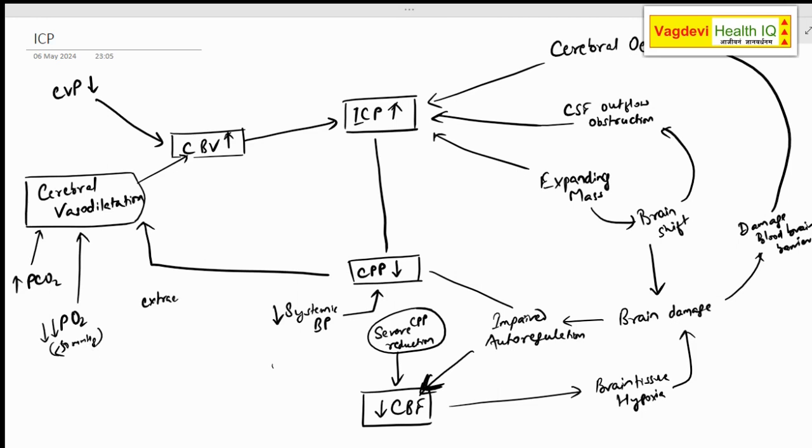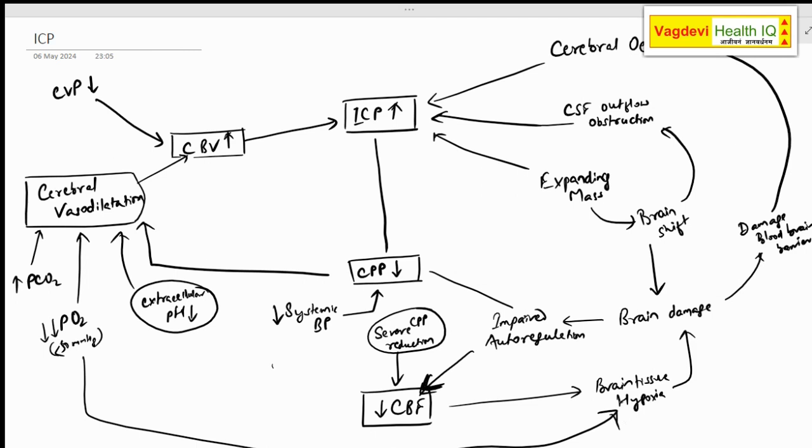Extracellular pH should be low. That means an acidic environment. So metabolic byproducts, basically. This can also cause cerebral vasodilatation. Now, low oxygen can cause hypoxia, right? So all these are interrelated.